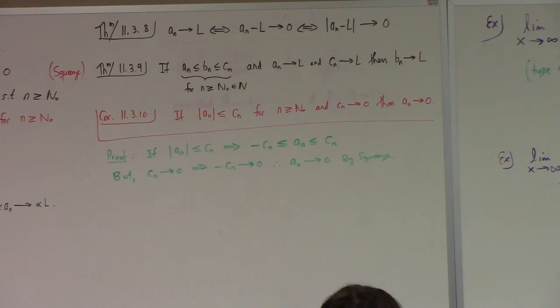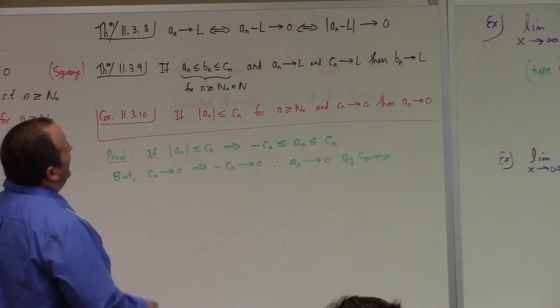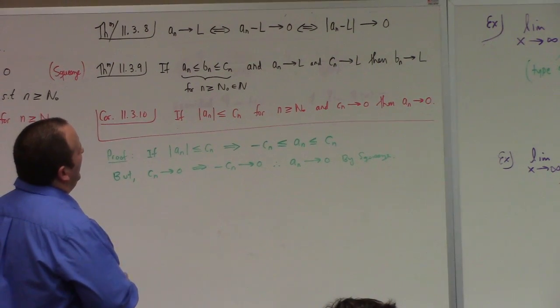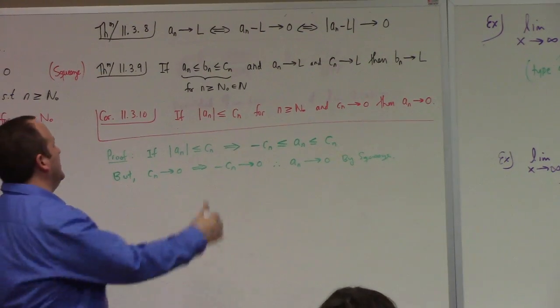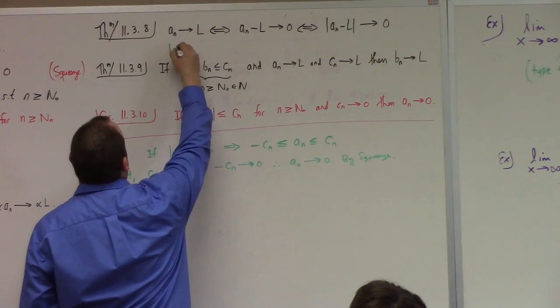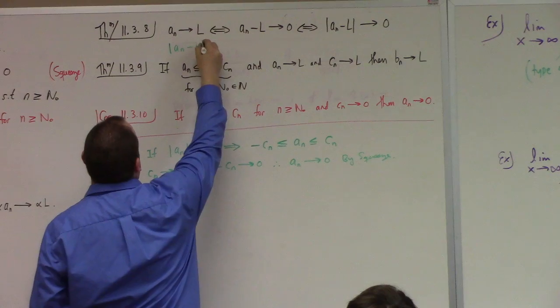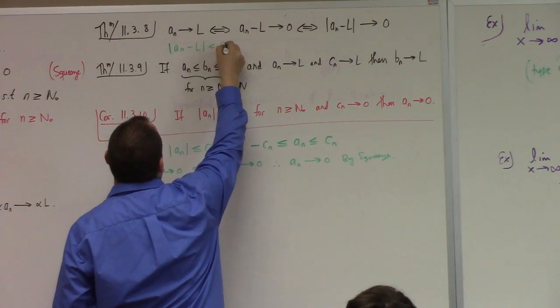I'm using the squeeze theorem with a sub n equal to minus c sub n, and L equal to 0. I mean, the proof of 11.3.8 isn't really that complicated. Check this out. If you have a sub n minus L less than epsilon, what does that mean?